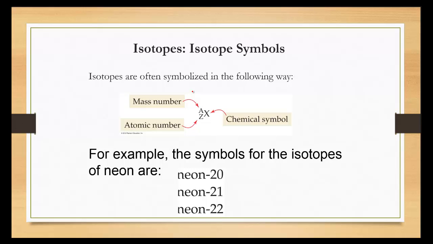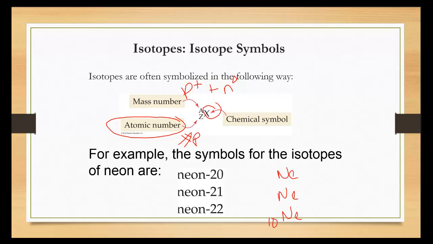Isotopes are often symbolized in this way with a chemical symbol, and then the atomic number, which is the number of protons, on the bottom left, and the mass number, which is the protons and the neutrons added together, on the upper left. So if we looked at neon 20, 21, and 22, each of them would have the symbol Ne for neon. Each of them would have 10 on the bottom left because they all have 10 protons. By definition, neon has 10 protons.